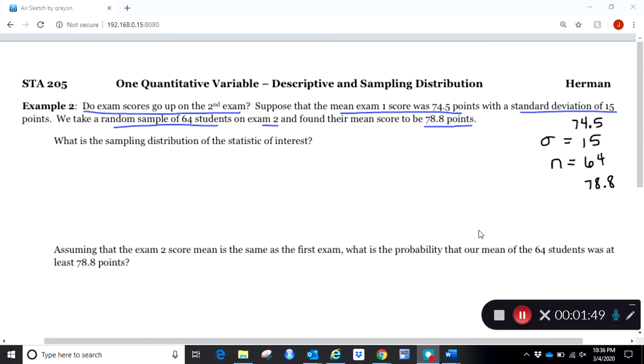But where they came from is different. It just says suppose that the mean exam 1 score was 74.5 points. Nothing about a sample being taken. So that makes me believe that that's going to be a population mean, or our mu. The 78.8, on the other hand, came from just those 64 students. So it's coming from that sample of students. So that's going to be my sample mean, y bar.